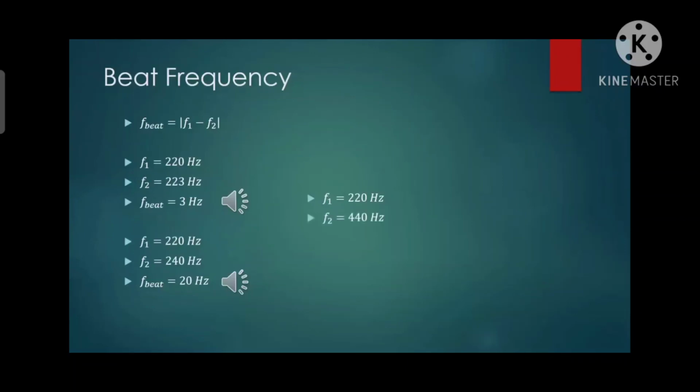One final example. Again, the 220 Hz, now let's combine that with 440 Hz. For the musicians out there, these two frequencies are an octave apart. When you double the frequency, you go up an octave. The beat frequency here would be 220 Hz. This probably won't sound like a fluctuation between loud and quiet. It will kind of just sound like one continuous noise.